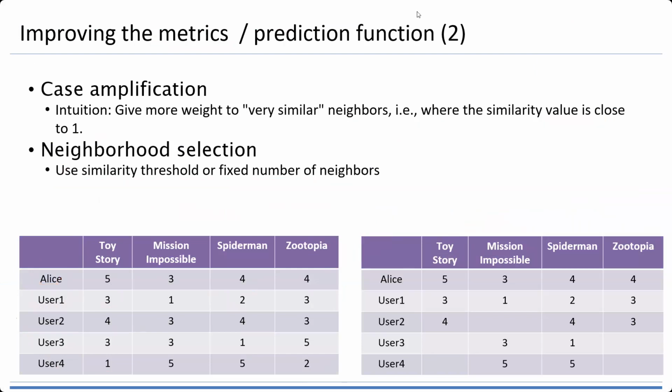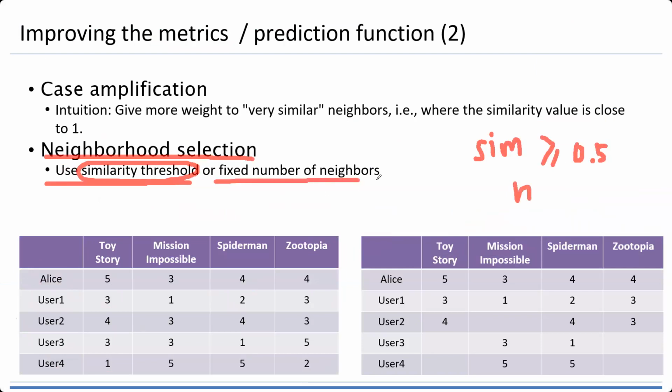The other possible way to improve the metric is neighborhood selection. As I mentioned to you, we can use the similarity principle. For example, I want the similarity value to be higher or equal to 0.5. Then I can select the users where the similarity value is higher or equal to 0.5. Maybe there will be n users, so we will select those n users.